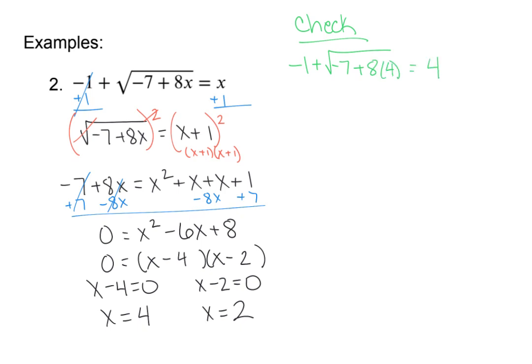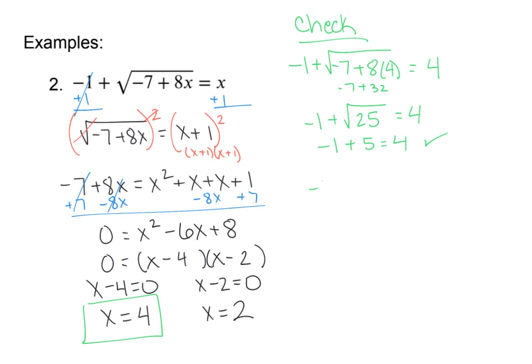So everywhere I see an x, I'm putting a 4. Under the radical, this is going to be negative 7 plus 32. So this is now negative 1 plus the square root of 25. The square root of 25 is just 5. And negative 1 plus 5 is 4. He checks.